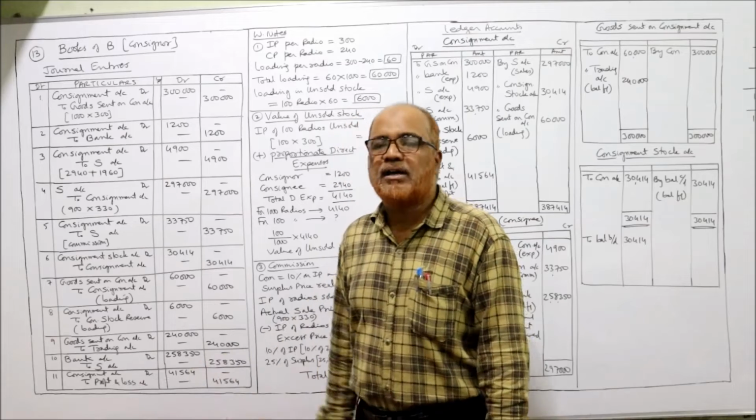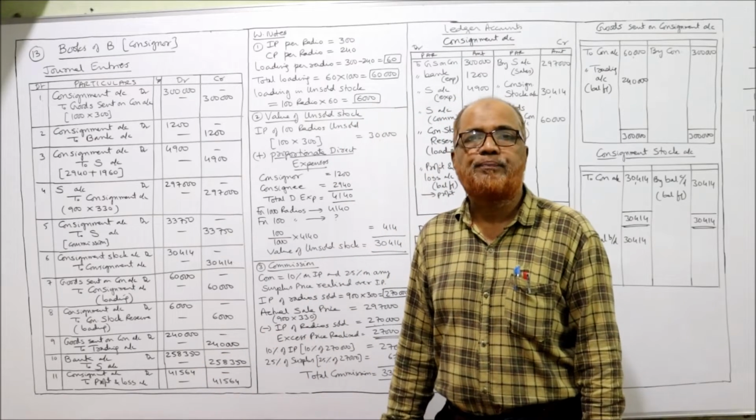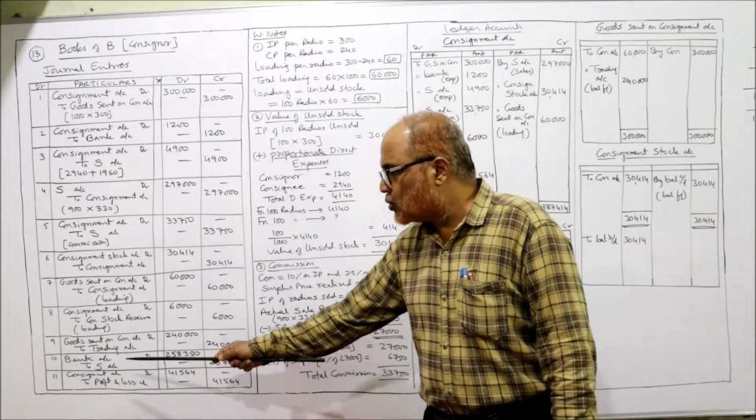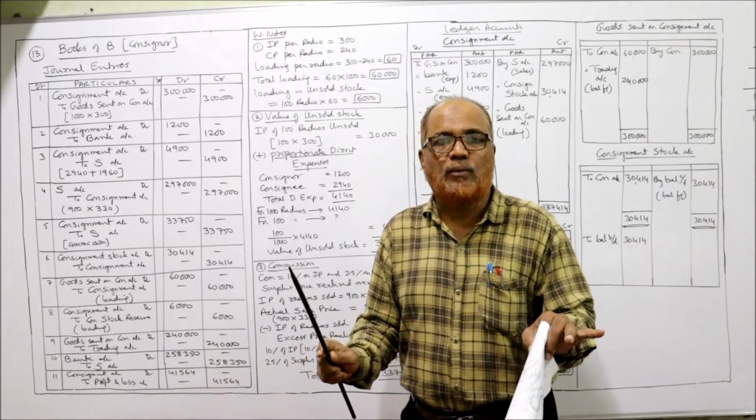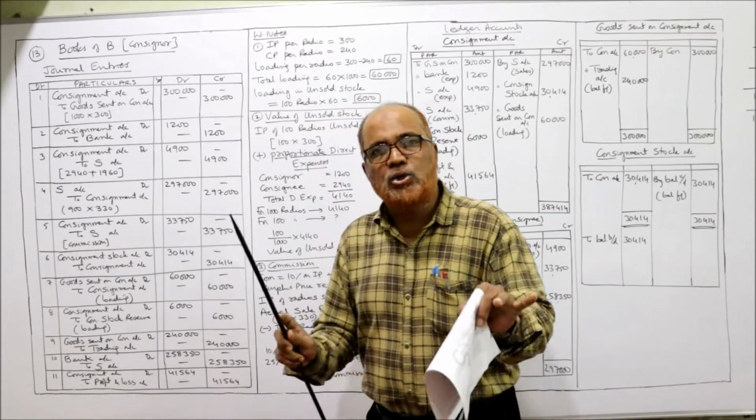And the last one, consignment account debtor to profit and loss account, profit. These two entries you should not pass right now. Up to the 9th entry you should pass.